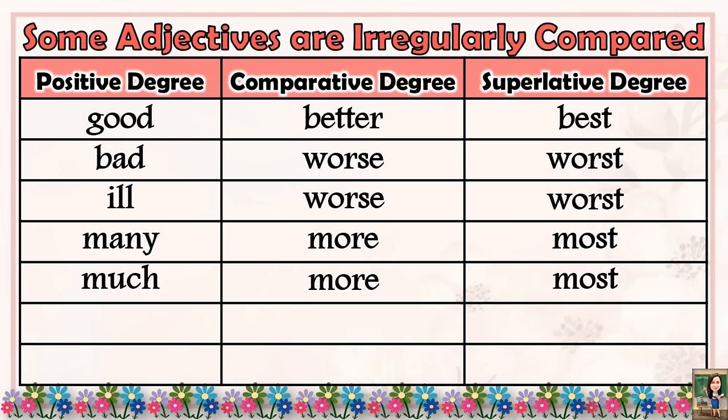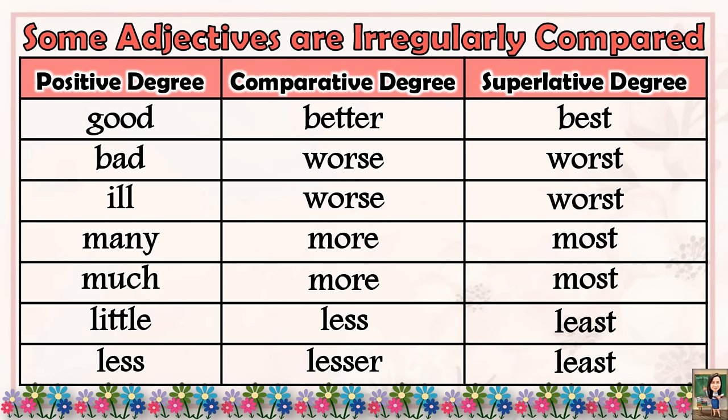As you can see, many and much have the same comparative degree. And they have also the same superlative degree. Next example, little. In comparative degree, it becomes less. And in superlative degree, it becomes least. Little, less, least. And for the last example, less. In comparative degree, it becomes lesser. And in superlative degree, it becomes least. So as you can see, little and less have the same superlative degree. Did you get it, kids?